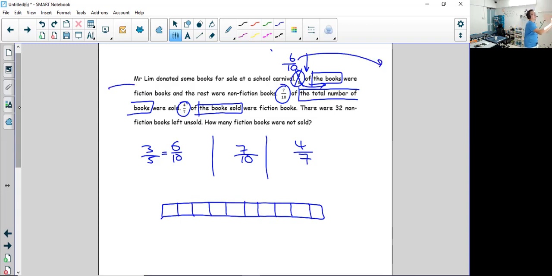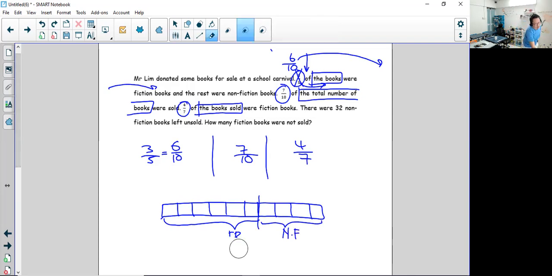So arrow pointing. In the workshop, you will understand how to arrow point, and you must label. So 6 boxes were fiction books and the rest. Where are the rest? The rest is over here. The rest were non-fiction books. Make sure you have good labels because labels make the model very clear. Without the labels, you will not know what the model is talking about. So you're drawn until here.